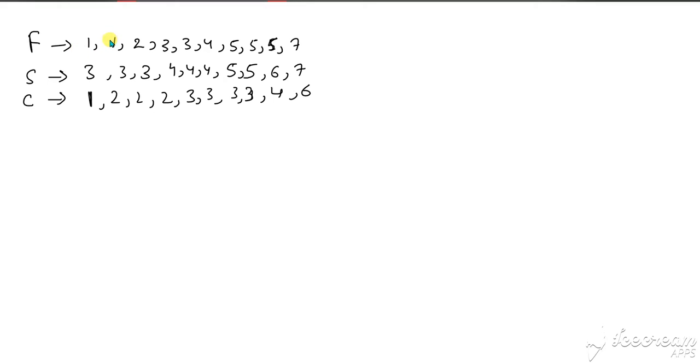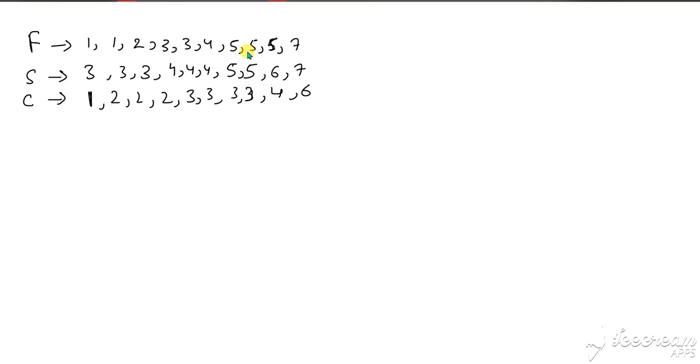So 2 times. How many times is score 2 there? 1 time. How many times is score 3 there? 2 times. 4, 1 time. 5, 3 times. 6, never. 7, 1 time. So this frequency is given in this bar chart or bar graph.